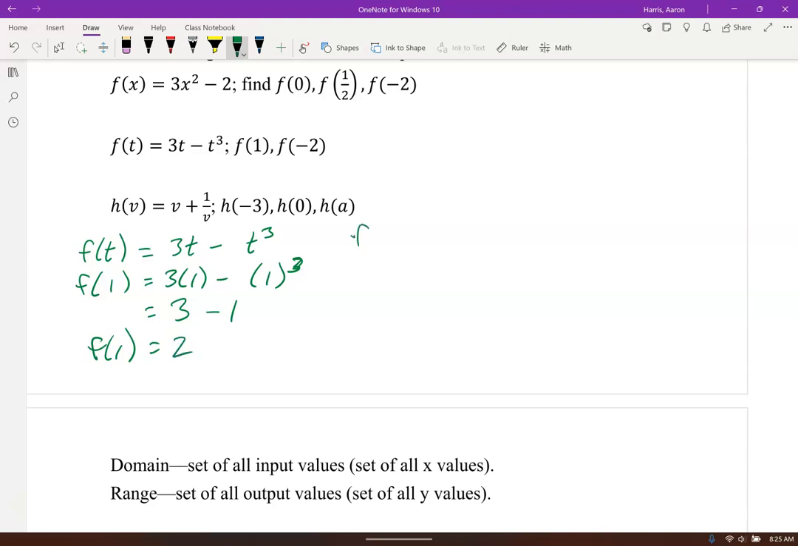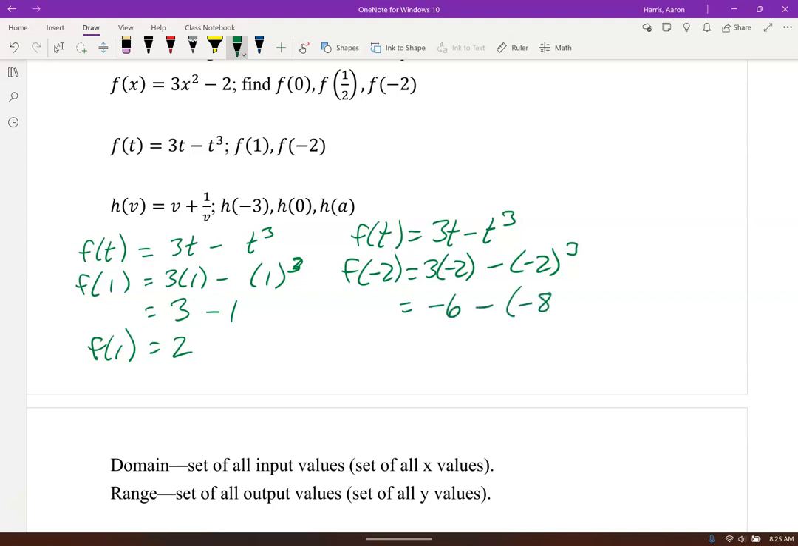All right, let's do that next one here. F of t, 3t minus t cubed. Let's find f of negative 2. So 3 times negative 2 minus negative 2 cubed. Well, negative 2 times negative 2 times negative 2 is a negative 8. So we get negative 6 plus 8, which is 2.